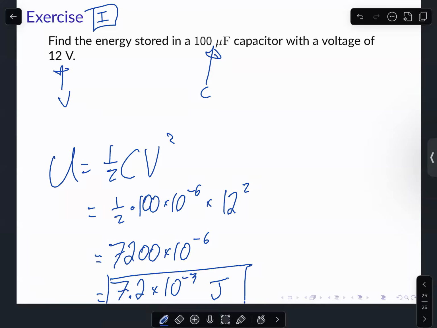All right. Vast majority have got it. I get 7.2 millijoules, or 7.2 times 10 to the minus 3 joules. Watch your order of operations. There are a couple of people who are not following the rules. PEMDAS people. PEMDAS.